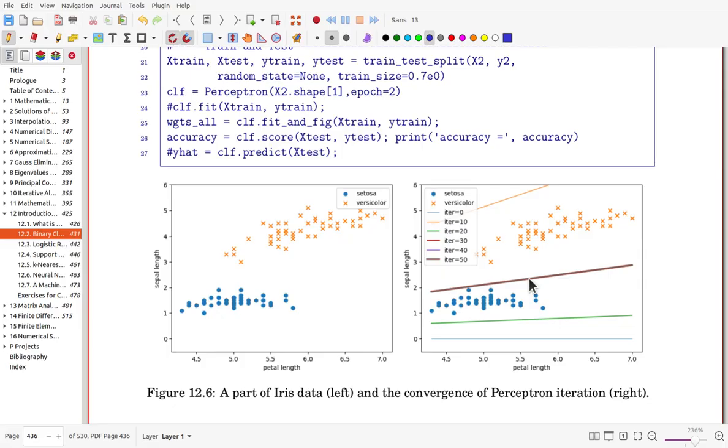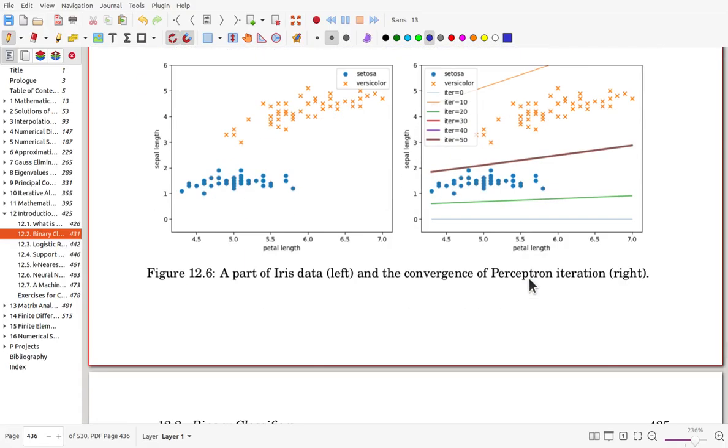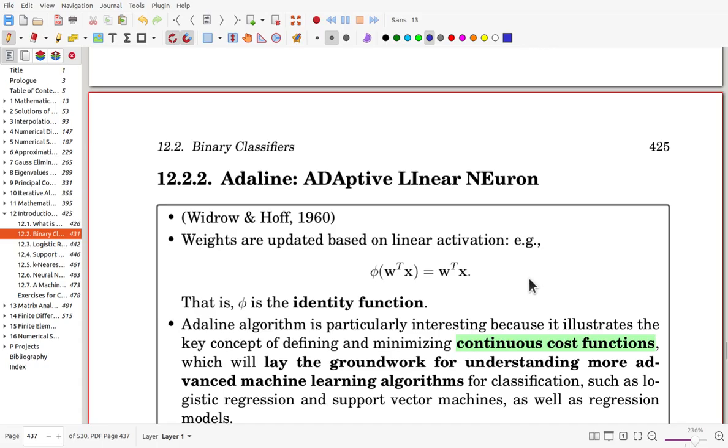Anyway, after 30 iterations, which means after considering 30 data points, it has converged, and after that it's not moving. This is the property of the perceptron. Okay, we'll continue in the second part.